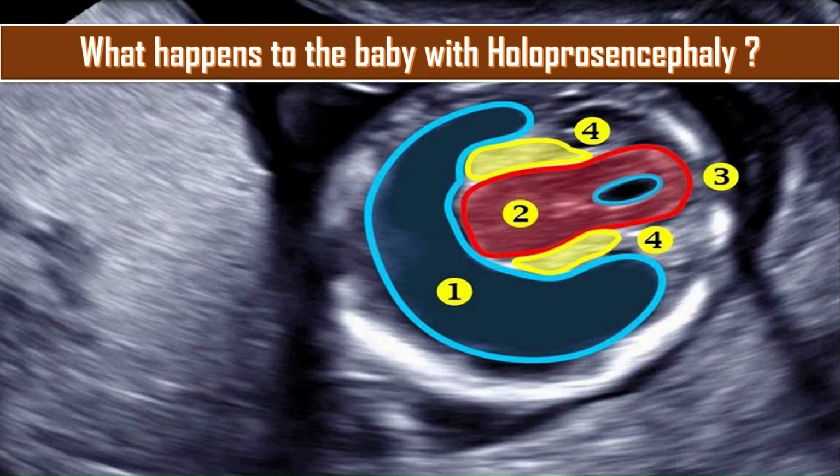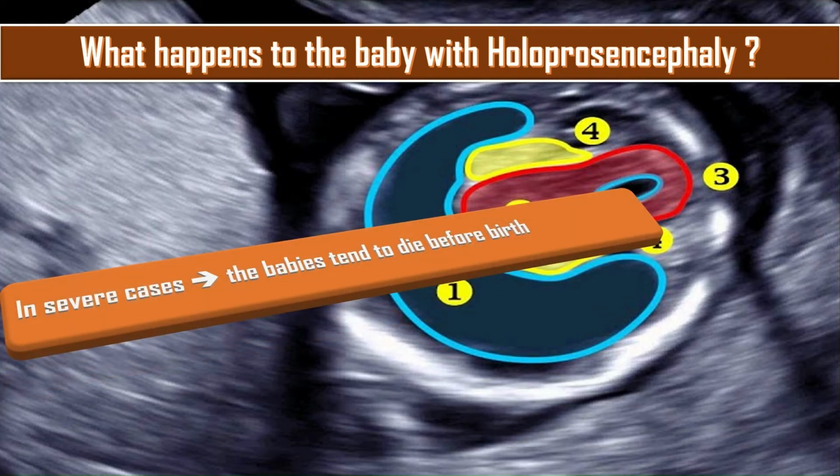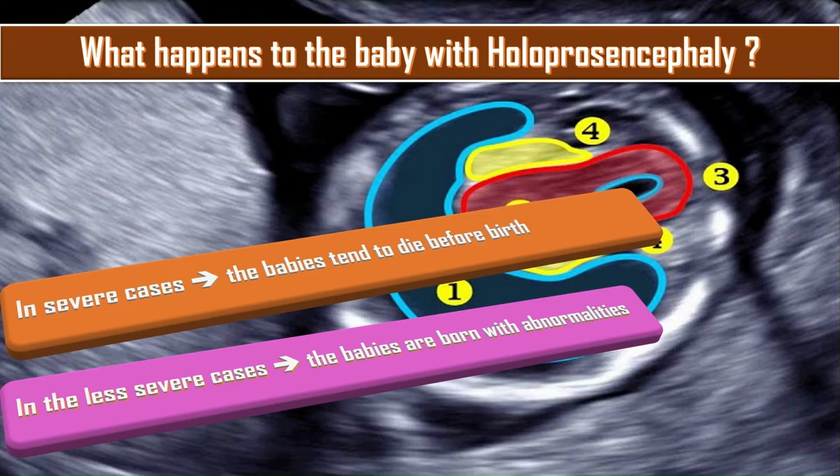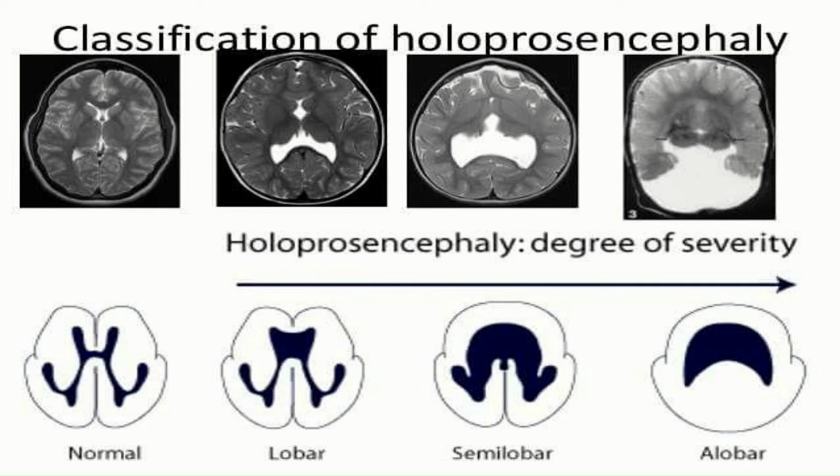Where the abnormality is so severe, the babies tend to die before birth, but in less severe cases, the babies are born with normal or near normal brain development and facial deformities that may affect the eyes, nose, and upper lip. There are three types of this abnormality, depending on how severe it is.